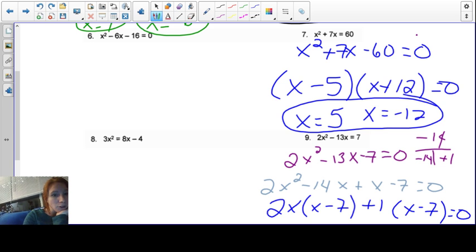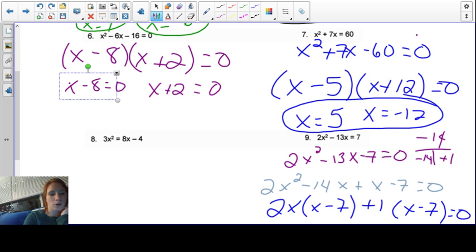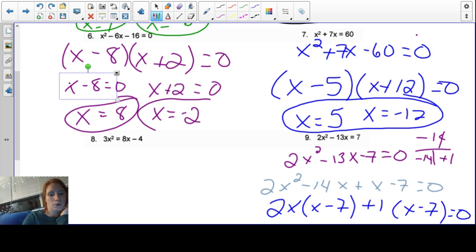Okay, it's already set equal to 0 for us. So I have x and x. Multiplies to negative 16, adds to 6. Negative 8 plus 2. So x minus 8 equals 0 and x plus 2 equals 0. So x is equal to 8 and x equals negative 2. Go ahead and try those next 2 on your own.